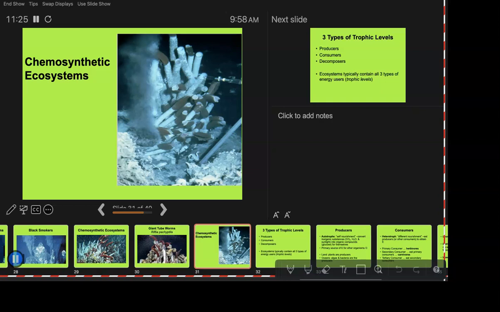And that's what was really weird. It's not just these tube worms that we don't have at the surface, but stuff that we have that we've come to know and love that can exist down there.